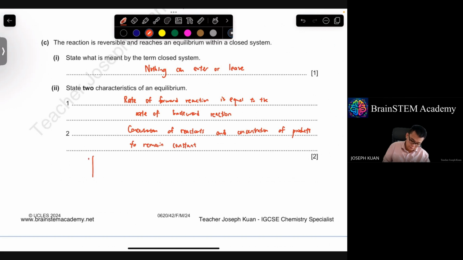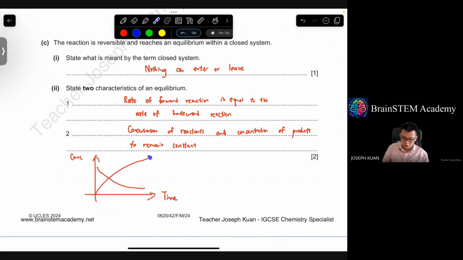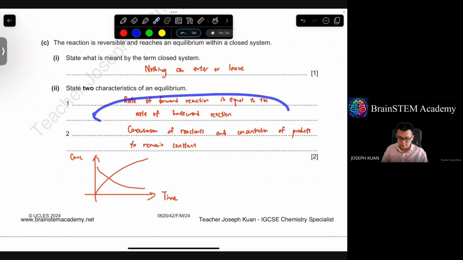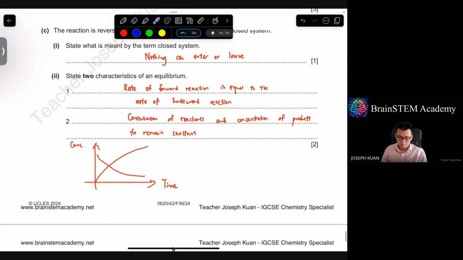So let me draw a graph if you want to get the idea. An equilibrium graph can be represented as shown, where in the concentration-time graph, the reactant and the product remain unchanged after a certain period of time. And this is due to, not because the reaction has stopped, but because the rate of the forward reaction and the rate of the backward reaction remain the same, which means that there is the same rate of reactant to product conversion and then product back to reactant conversion, which leads to the concentration remaining unchanged.